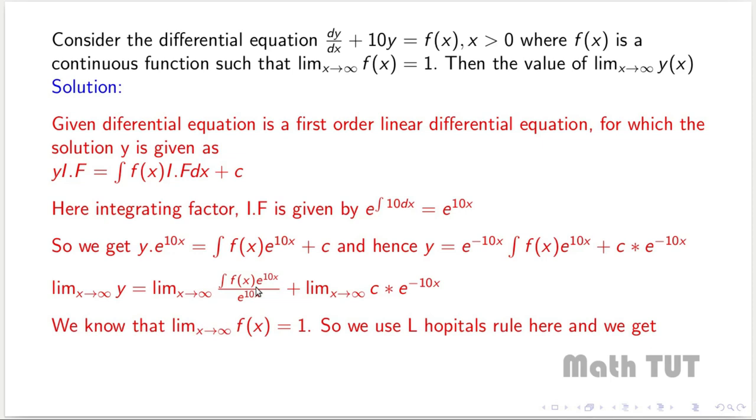When x tends to infinity, you can see the numerator tends to infinity and the denominator also tends to infinity. So in that case we apply L'Hopital's rule and differentiate the numerator and denominator, and we get f of x e raised to 10x divided by 10 e raised to 10x. The e power 10x cancels out in numerator and denominator, and when you apply the limit you get the answer as 1 by 10, that is 0.1. So the answer to the question is 0.1.